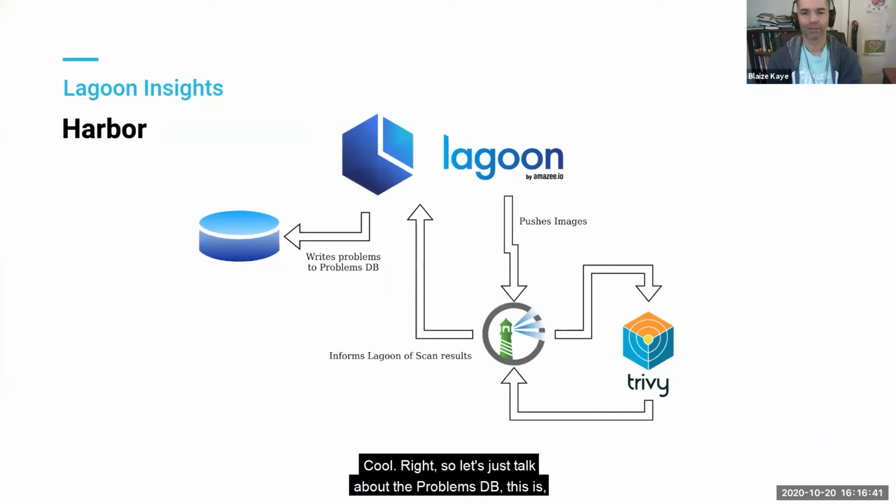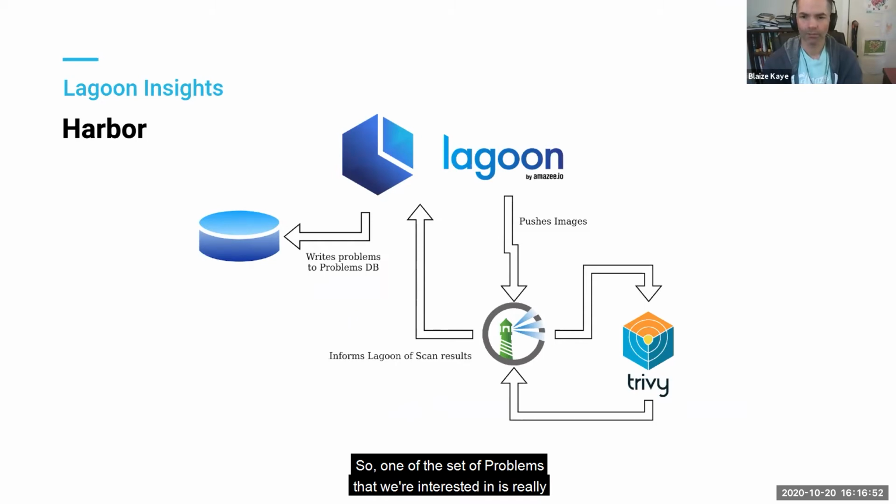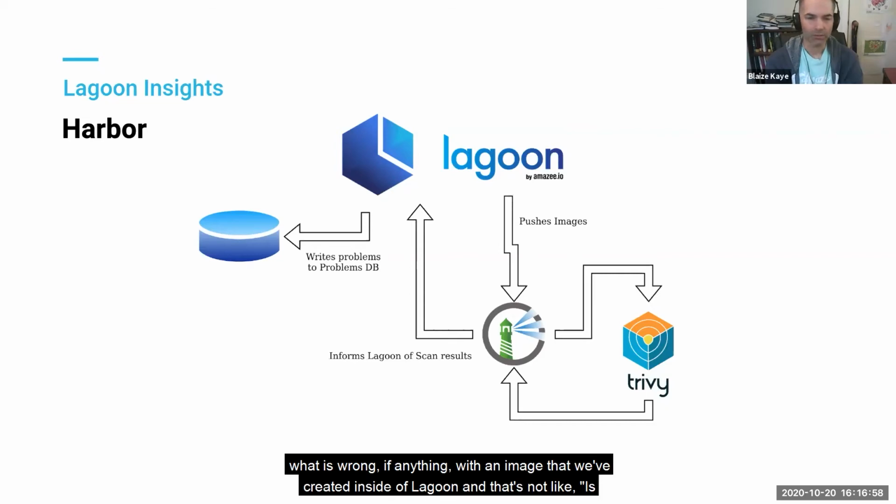Cool. Right, so let's just talk about the problems DB. This is useful to have in mind when we look at the demo. One of the set of problems that we're interested in is really what is wrong, if anything, with an image that we've created inside of Lagoon. And that's not like, is there a syntax error in the Dockerfile or whatever, but really from the base operating system all the way through to the application level, are there any known vulnerabilities that we can test this image that we've created against?